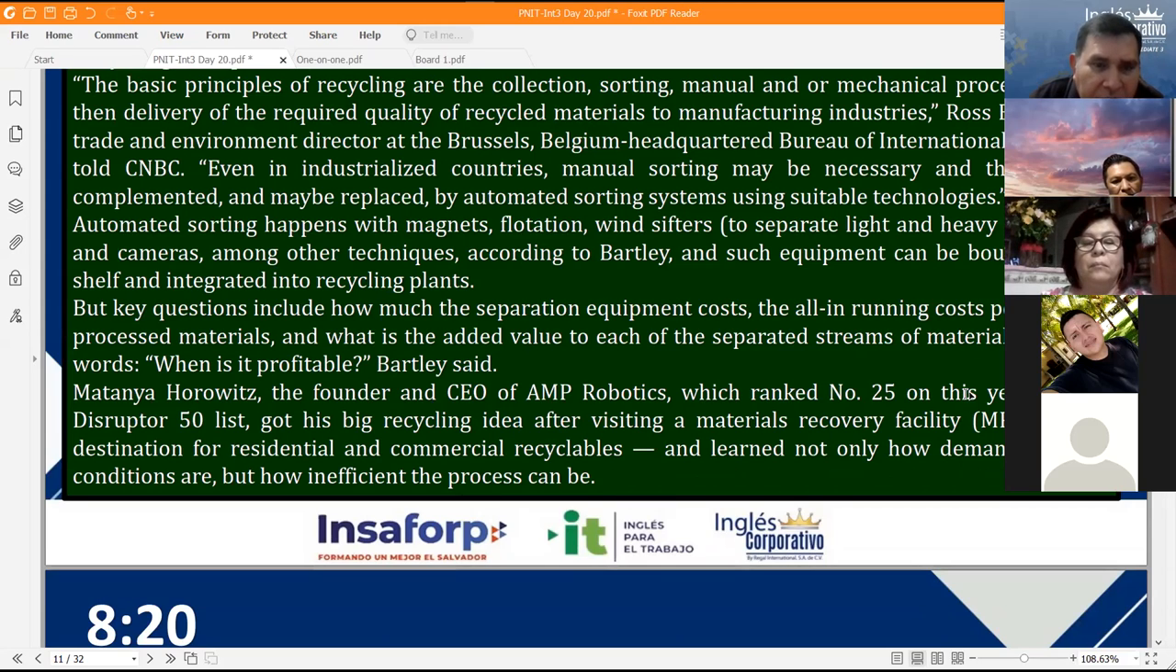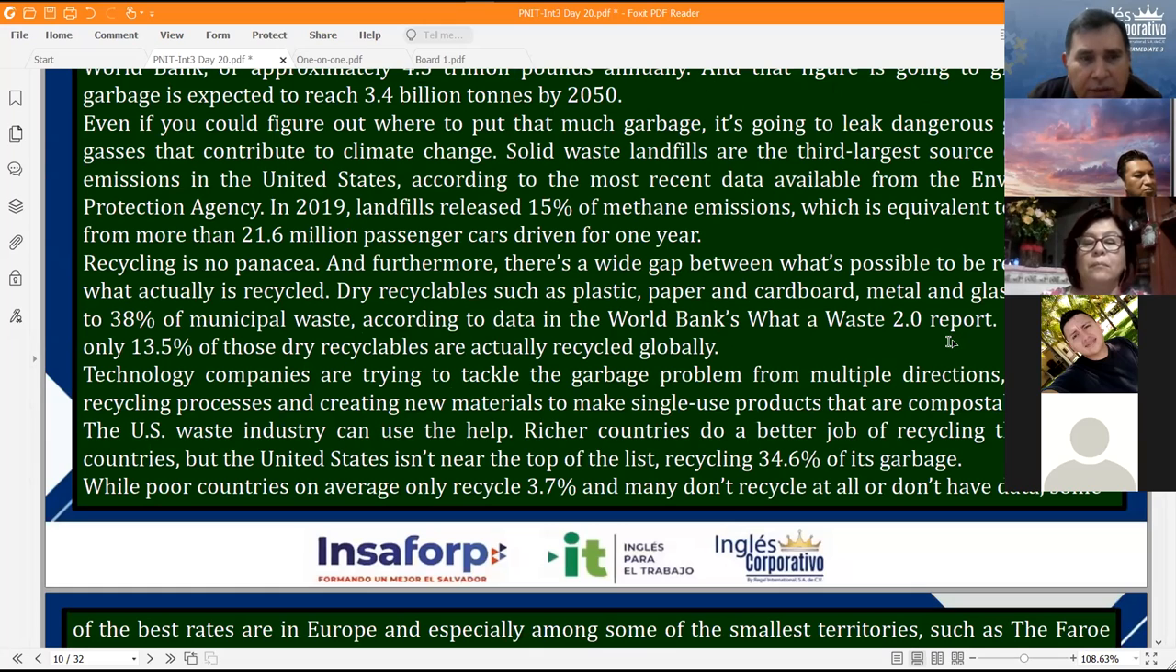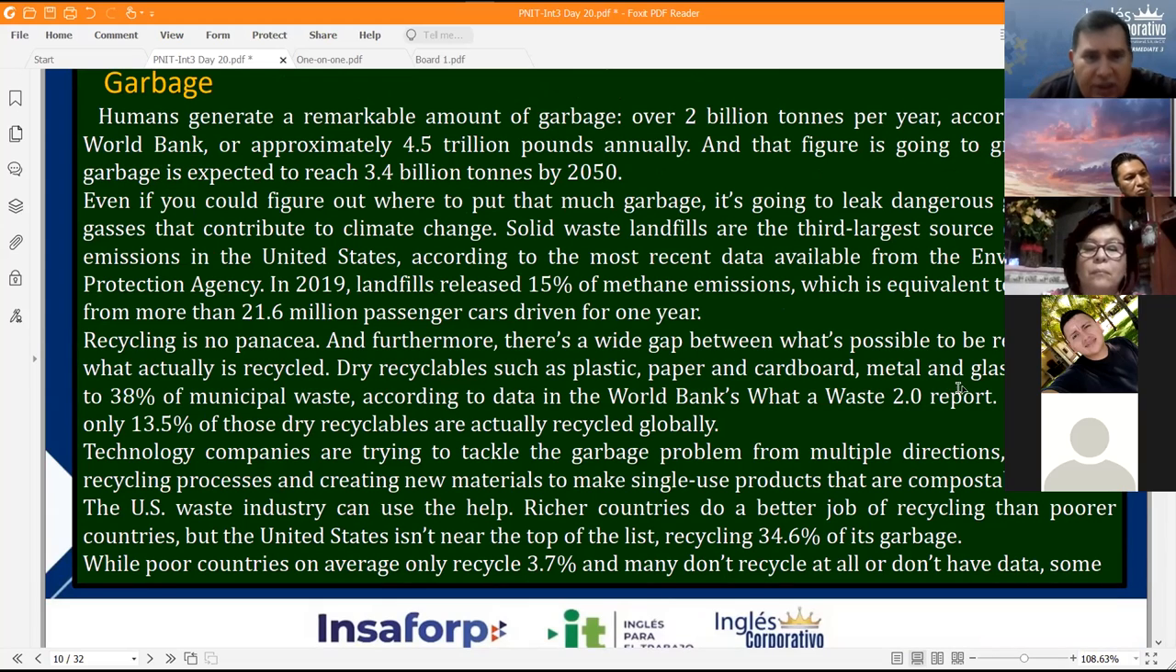Matania Horowitz, the founder and CEO of AMP Robotics, which ranked number 25 on this year's CNBC Disruptor 50 list, got his big recycling idea after visiting a materials recovery facility, MRF, the destination for residential and commercial recycles, and learned not only how demanding work conditions are, but how inefficient the process can be. That's why some people don't do it, okay? And let aside the inefficient, many people get sick collecting garbage and trying to recycle it because of the contaminants that it has, okay? Now, my friends here, landfills, the ones that you say rellenos sanitarios, right?